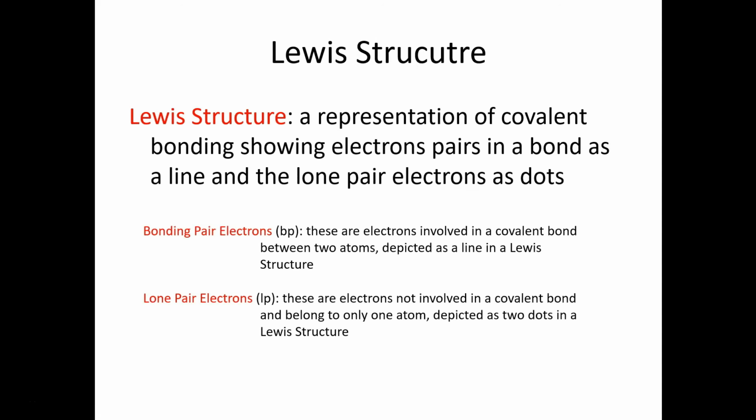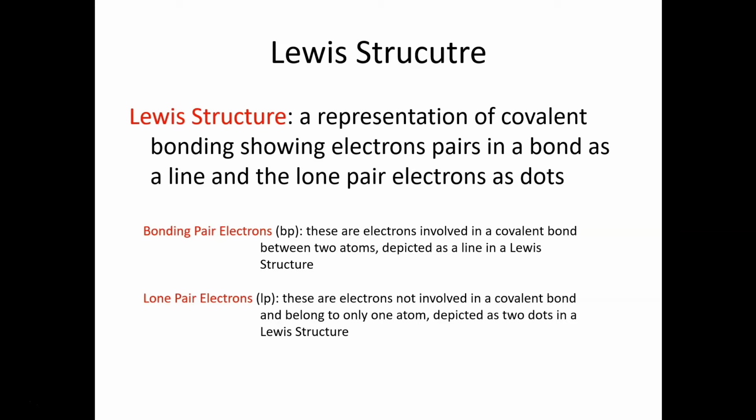Okay, what we're going to do is go over Lewis structures again and remind you what they are and how we get them. Remember, a Lewis structure is a way of representing the covalent bonding of a compound, where we show bonds as a line and we show lone pairs as dots.